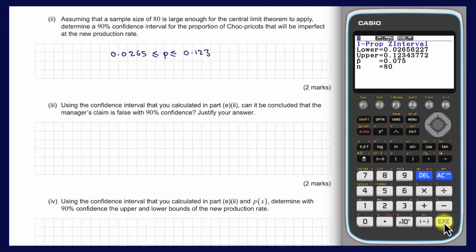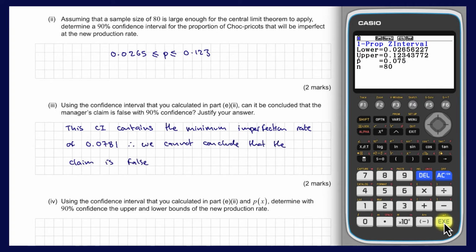Part 3. Using this interval, can we conclude that the manager's claim is false? And the manager's claim was that they had set the line to produce the minimum probability of a fruit jar being imperfect. This interval contains the minimum imperfection rate of 0.0781, therefore we cannot conclude that the claim is false.